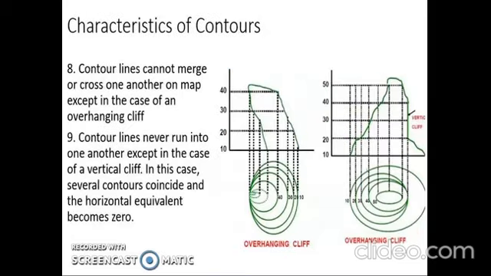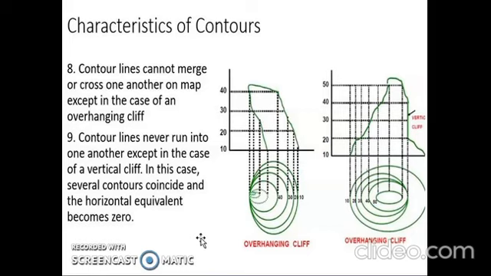Also, the contour lines cannot merge or cross one another on a map except in case of an overhanging cliff. So only when there is a cliff like this, which is seen in the first figure, the contour lines will merge or will cross each other at one point. Otherwise, they are totally separated from each other, like in the first and second diagram of a hill or a depression. So if the contour lines are merging or overlapping or one point is connected, you need to know that it's an overhanging cliff.